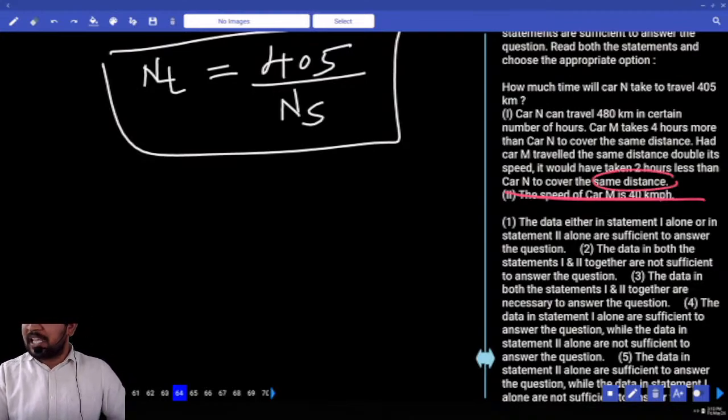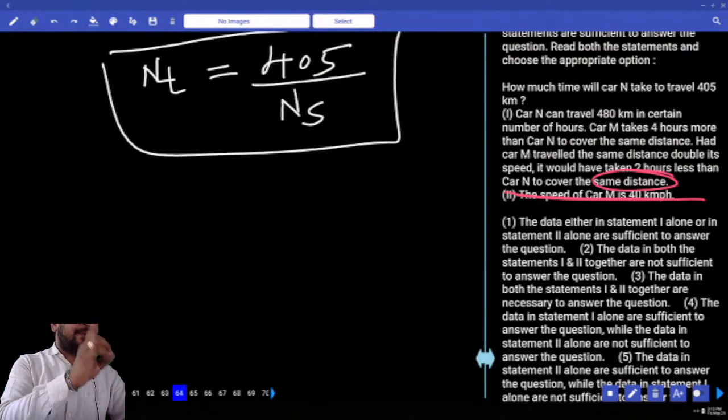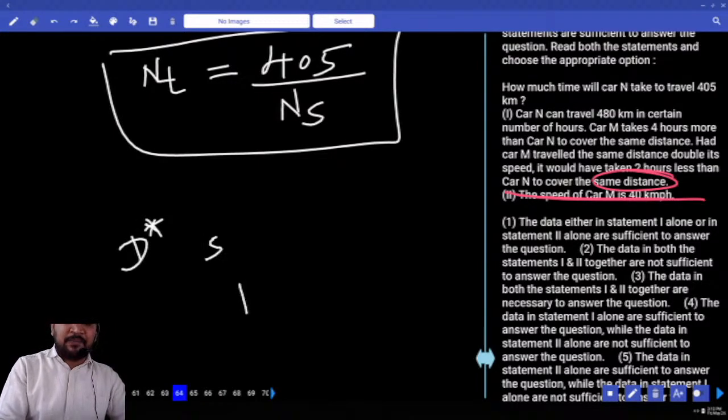Here the same distance is given. I already told you, whenever distance is constant, speed and time are inversely proportional to each other.